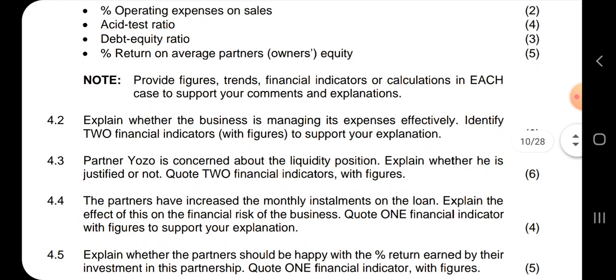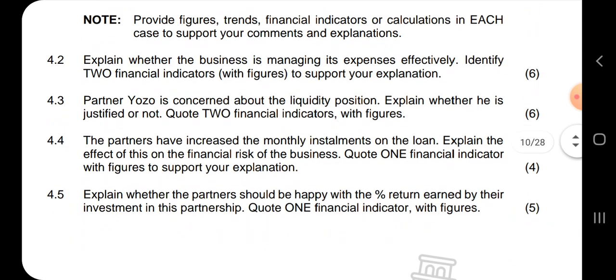Provide figures, trends. So this is for partnerships, grade 11. Provide figures, trends, financial indicators or calculations in each case to support your comment and explanation. So here, you have to comment. That is where you have to comment. Guys, this is free marks, free marks. Explain whether the business is managing its expenses efficiently.